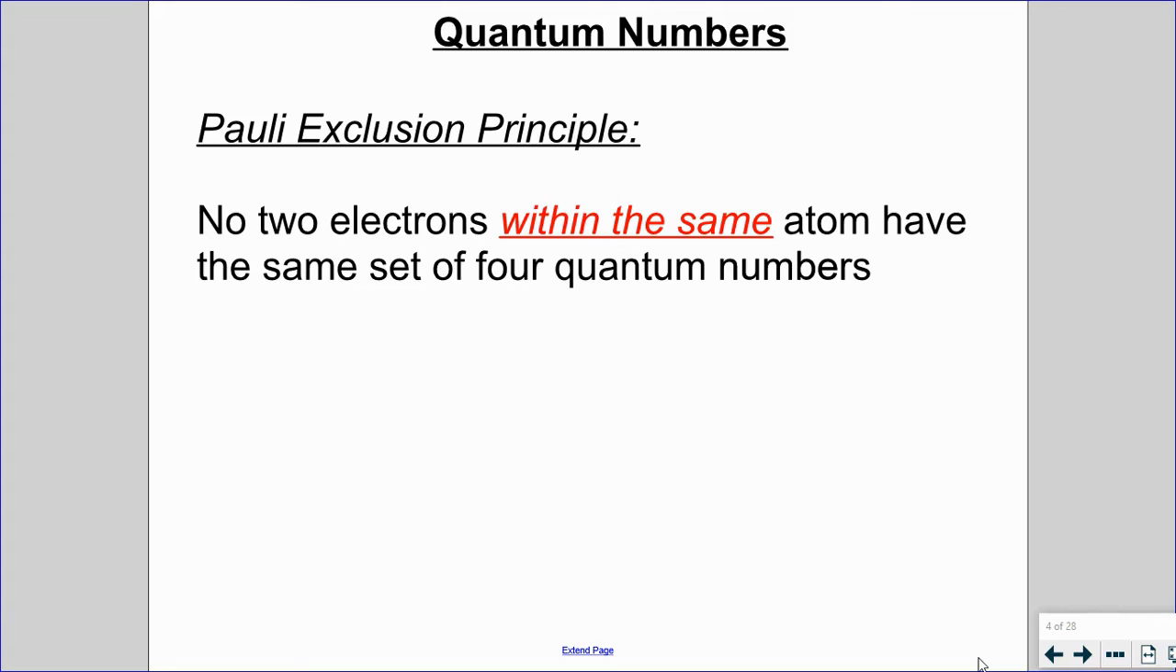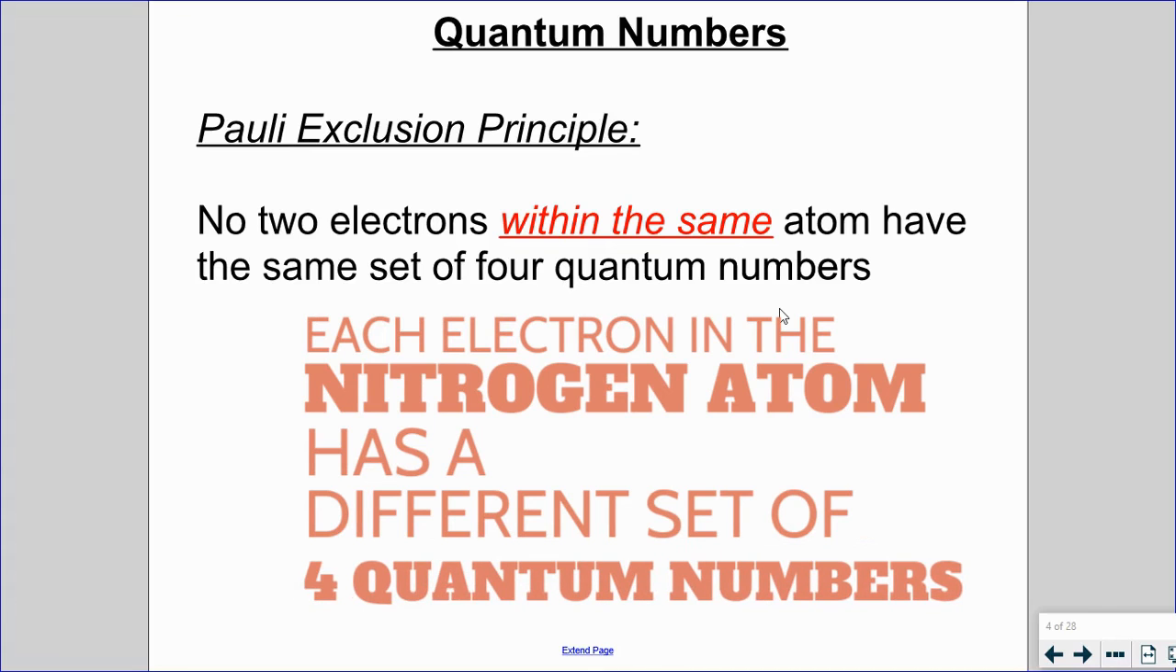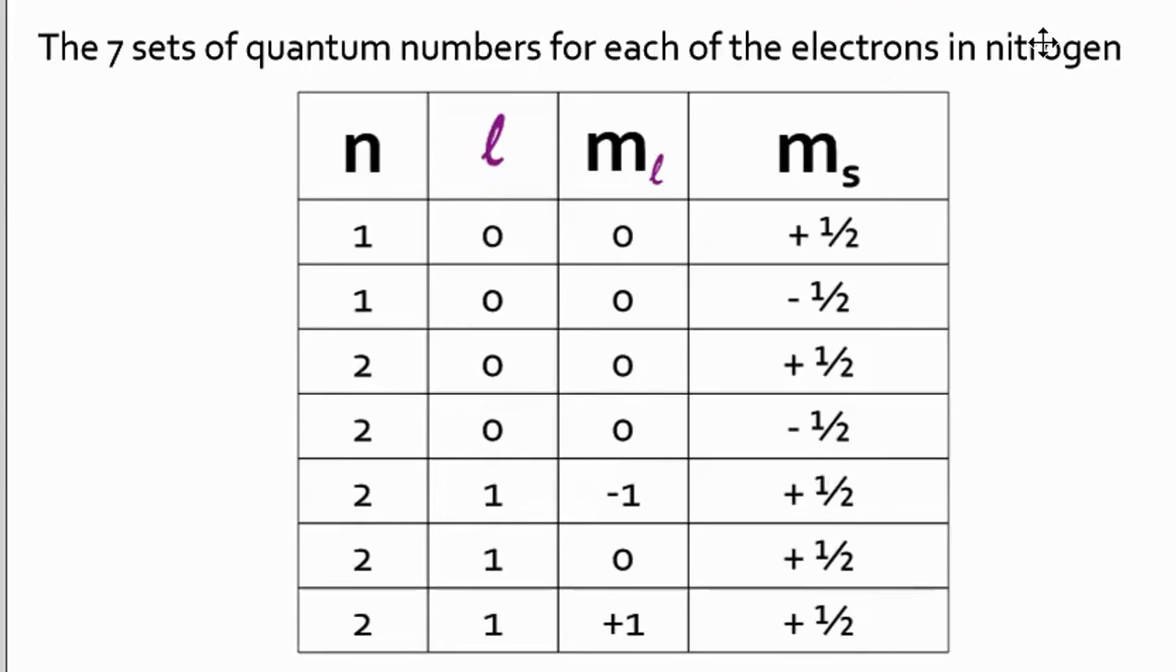The next rule is called the Pauli exclusion principle. This says that no two electrons inside the same atom can have the same set of four quantum numbers. So let's take, for example, nitrogen. How many electrons are there in a nitrogen atom? 7. Each one of those 7 electrons has a different set of four quantum numbers.